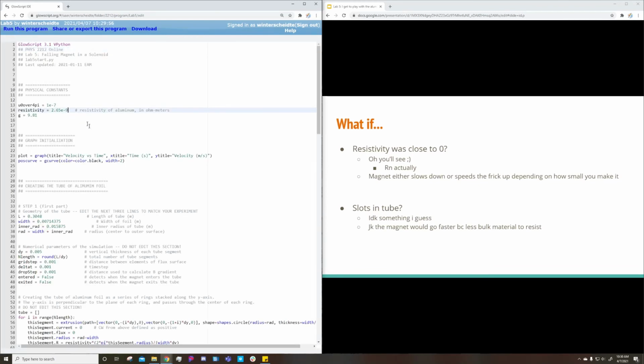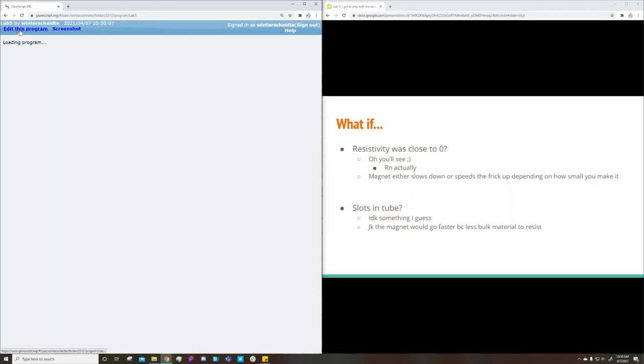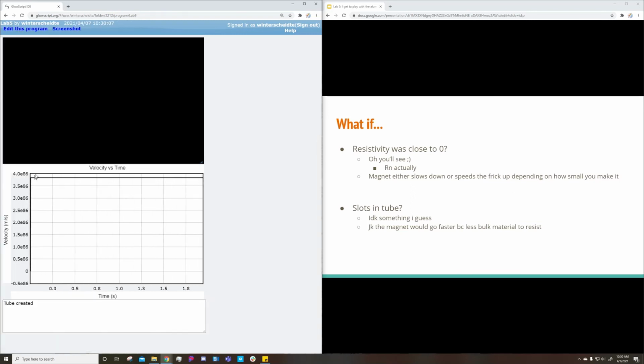But if we slow it down even more, let's say times 10 to the 98th, we can see it gets really fast, but it's going up because the resistivity is so much that it's repelling the magnet, and it'll just keep moving up forever.